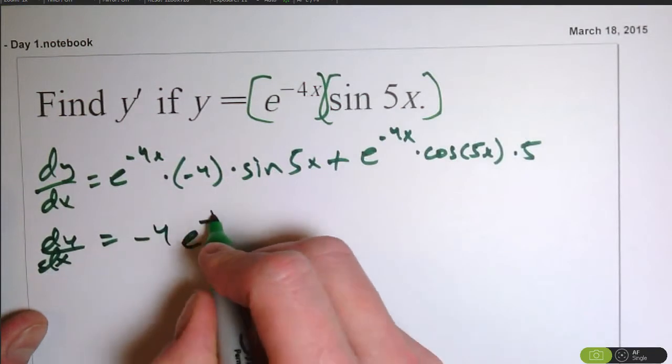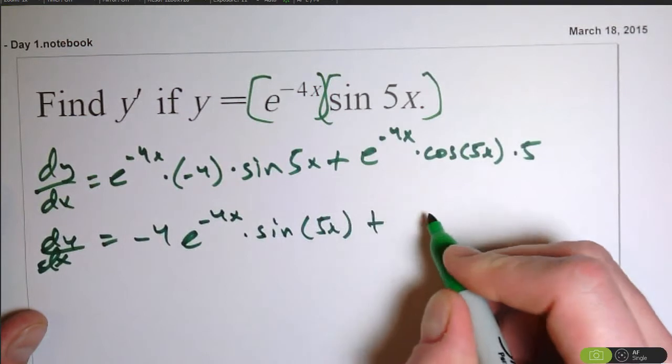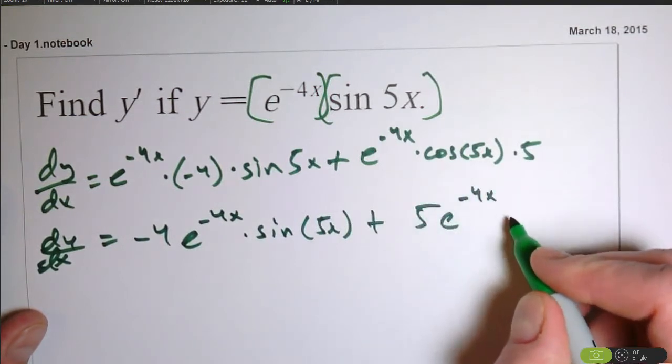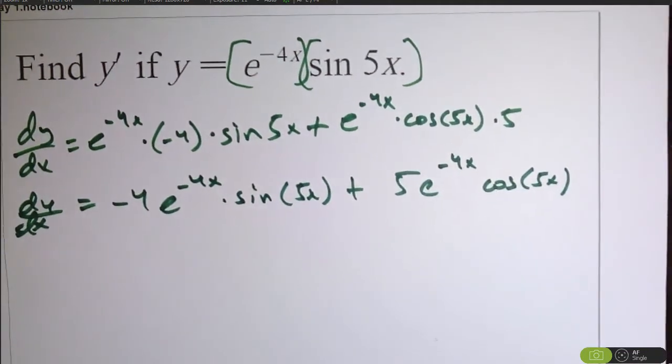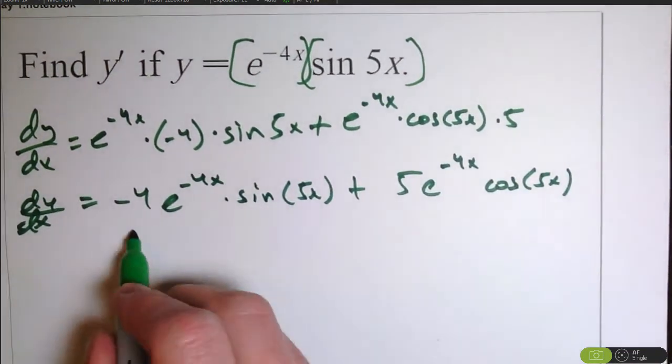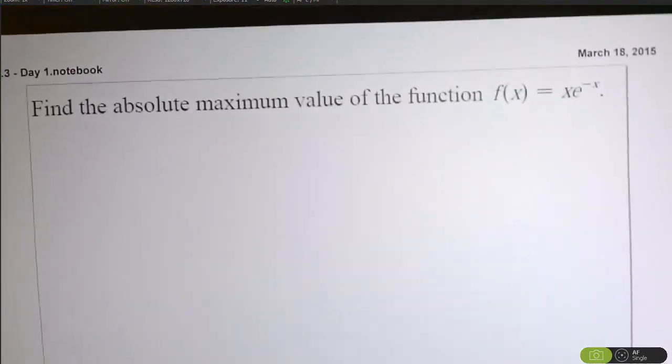Negative 4e to the negative 4x times sine of 5x plus 5e to the negative 4x cosine of 5x. And there we go. Okay. Next style of example for this guy.